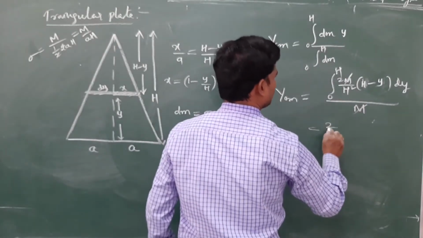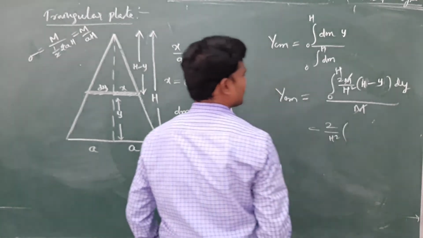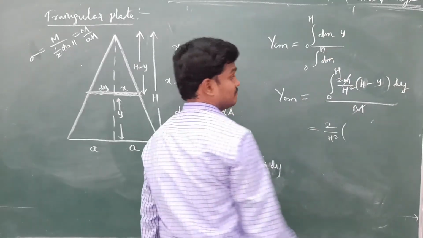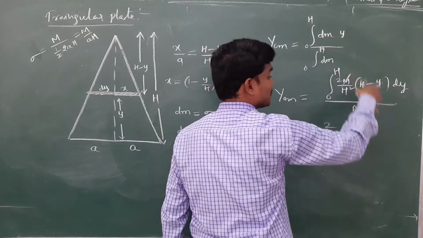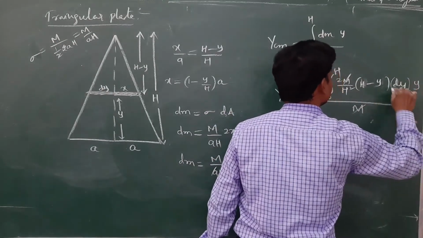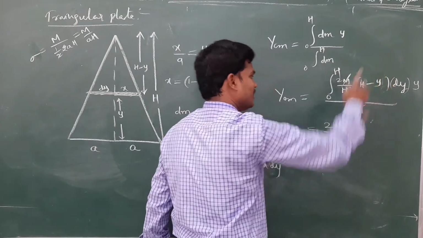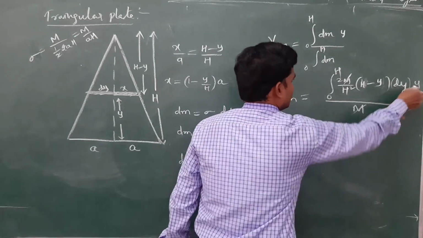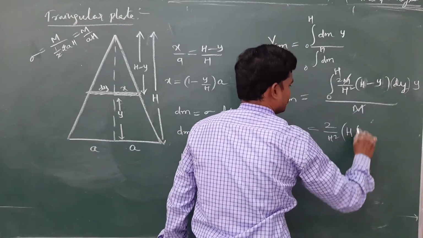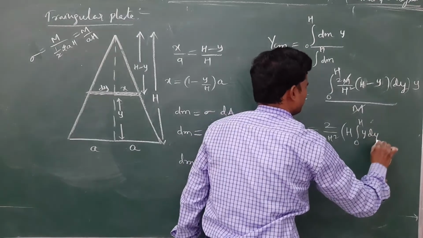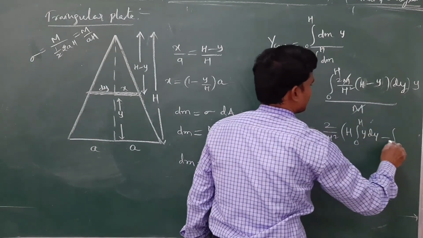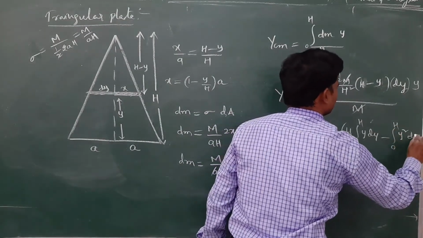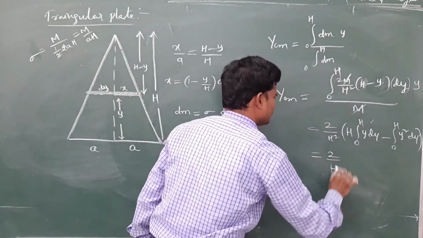So 2 by h square, and see, y is missing here. That's why I am not getting the answer. So let me multiply by y. I had only dm, I missed y. Then 2 by h square and h into y dy: the integration of 0 to h y dy minus the integration of 0 to h y square dy, where this h is only for the first one. Now you will get the answer, no doubt at all.